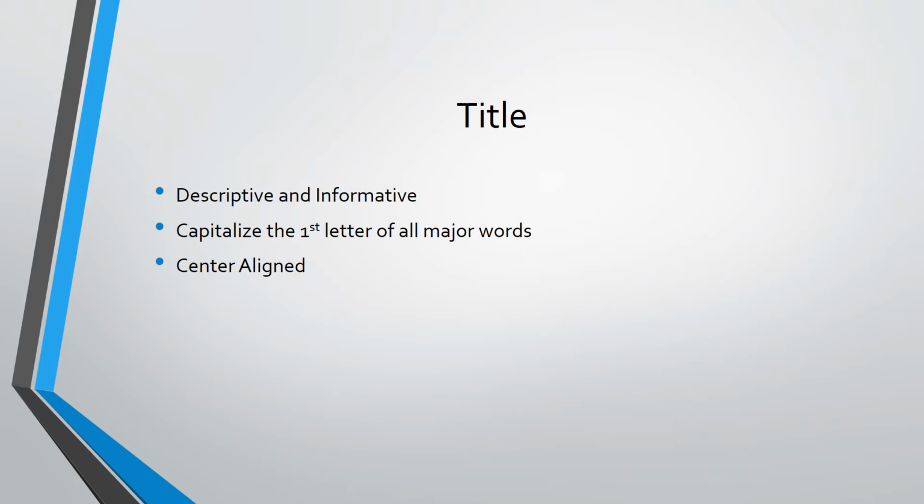A descriptive title is informative and it gives your audience a good idea of the topic of the paper. Do not format the text any differently from the rest of the paper. The font type, size, and style should be the same. The first letter of each major word in the title should be capitalized. Minor words such as the, of, and at need not be capitalized. And the title should be center aligned on the page.